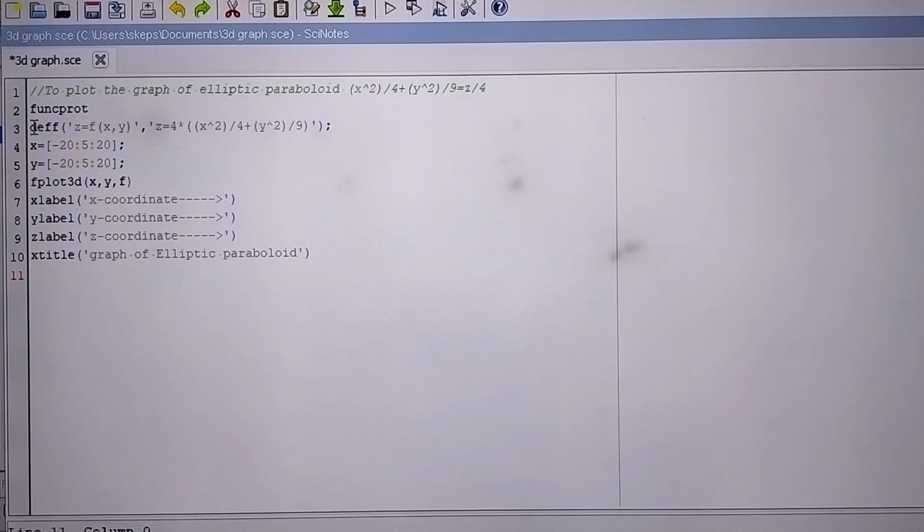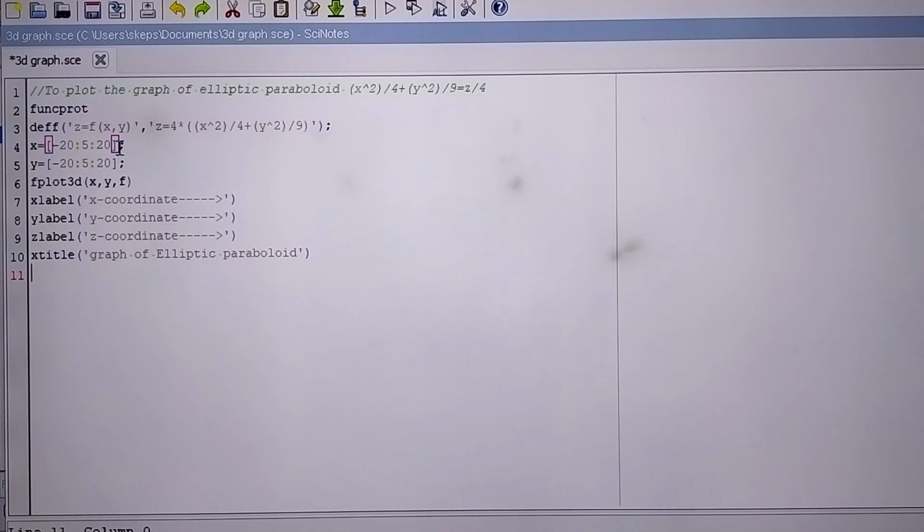And you should define the function. It is a sequence of functions, written in text strings. So this is the syntax for a 3D graph: def, f, z equal to f of xy, and it should be written within single inverted commas, then put a comma. Then the given equation should be written in this form, that means z is equal to f of xy, within single inverted commas. Then close the bracket, then put a semicolon.